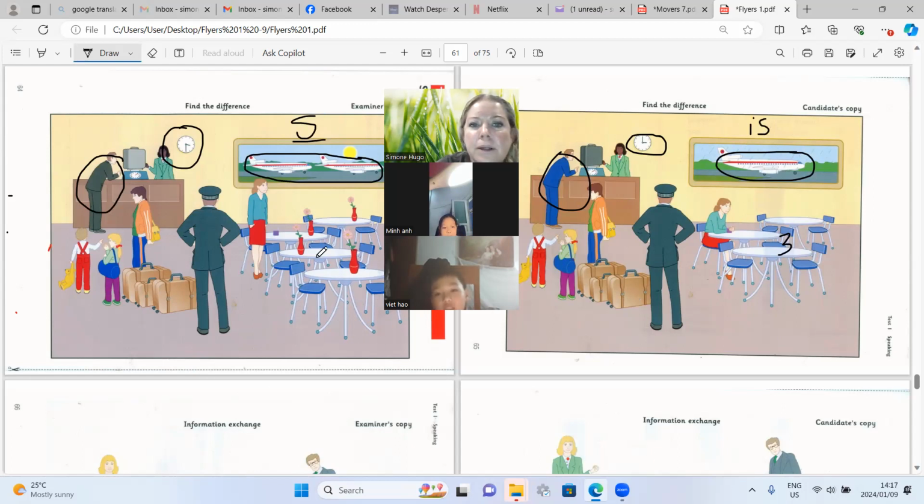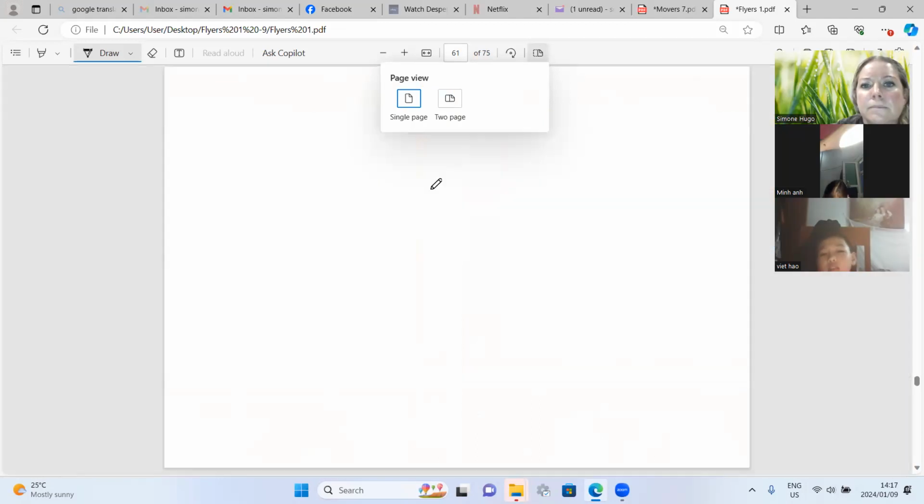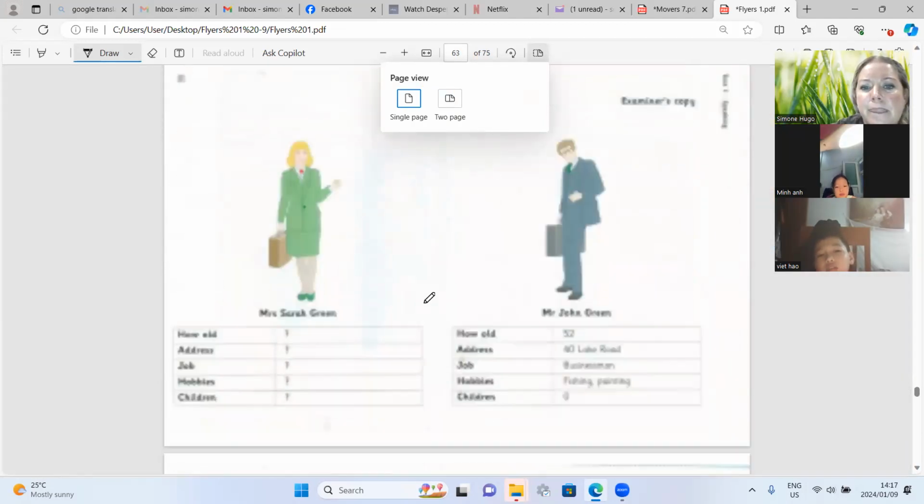Good job. Minh An. In the first picture, there are four tables, but in the second picture, there are three tables. And the last one, Viet. In the first picture, the woman is standing, but in the second picture, the woman is sitting. Very good. Okay.